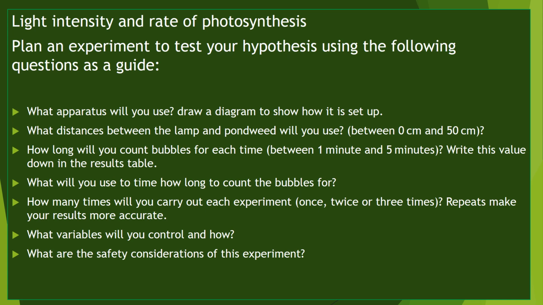Now we're going to need to plan our experiment. This is often a 6-mark question in exams, and these are the points that they're looking for. They're asking you to either write an apparatus list or an equipment list. You need to draw a diagram.